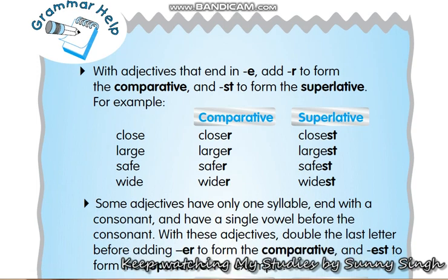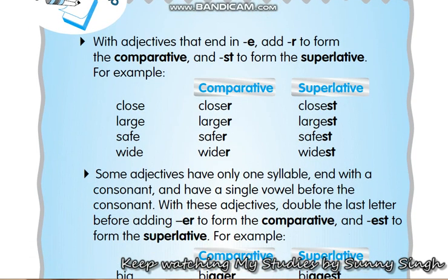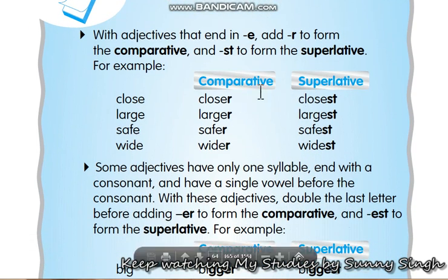Now let's talk about formation of the superlative and comparative. When adjectives end in e, generally r is added to form the comparative, and st is added to form the superlative. Like close, here e is the last letter, so closer, closest; large, larger, largest; safe, safer, safest; wide, wider, and widest.